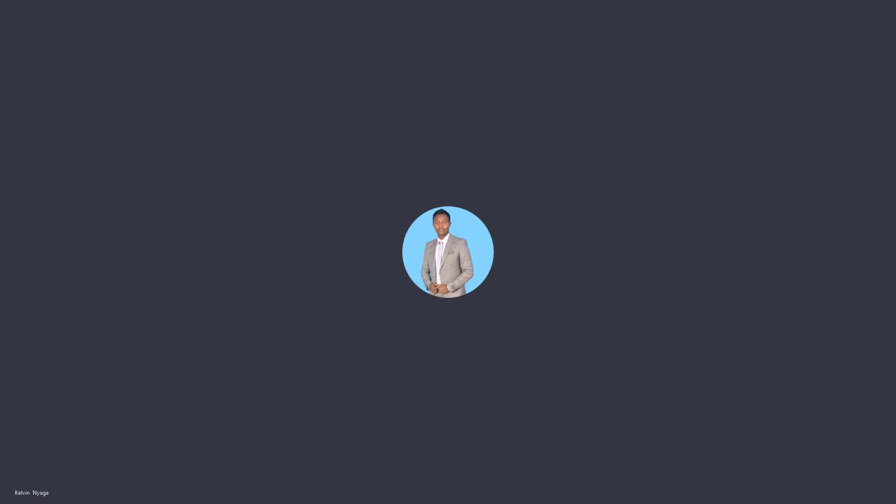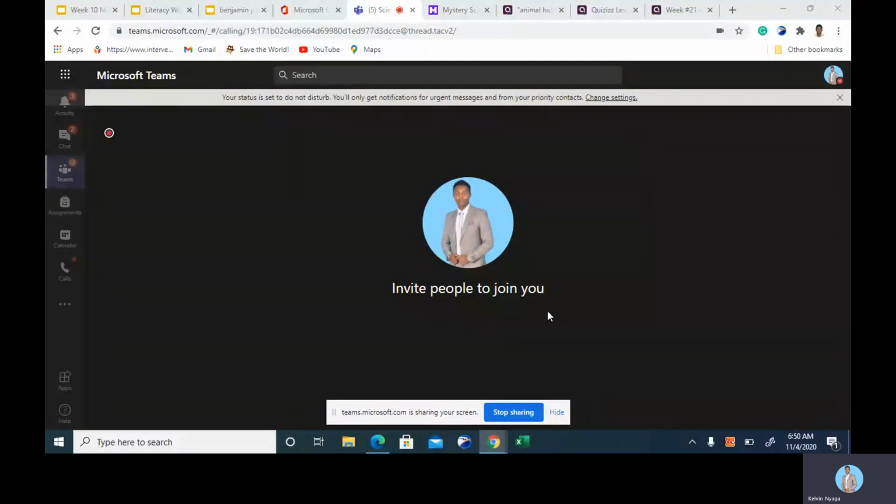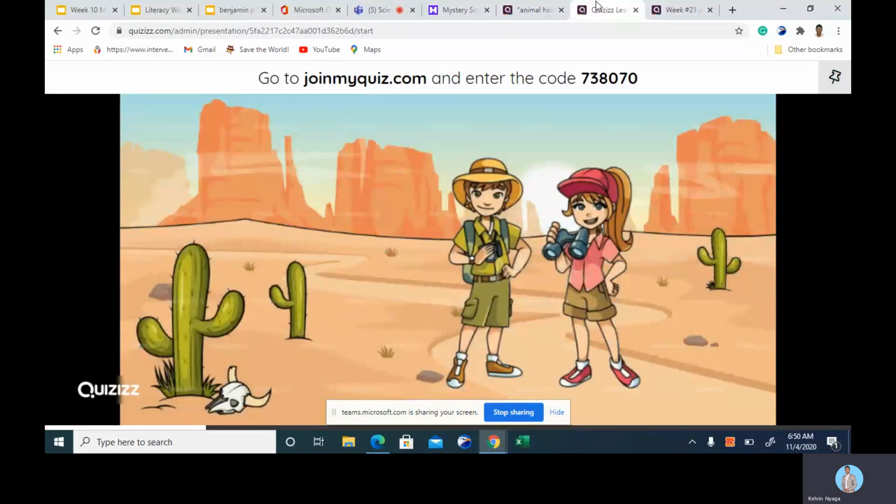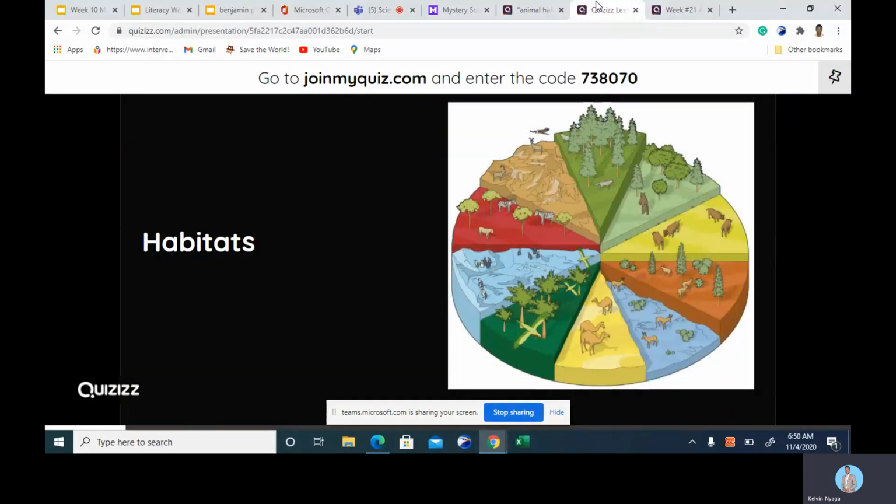Guys, welcome to our science lesson. Today I just want us to do an overview of a topic which we have been planning to do: habitats. Just an overview of habitats and what habitats are, the different habitats that we have, and then we will start looking into each habitat by itself.